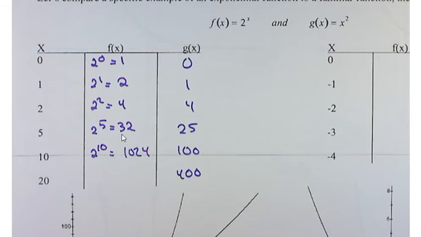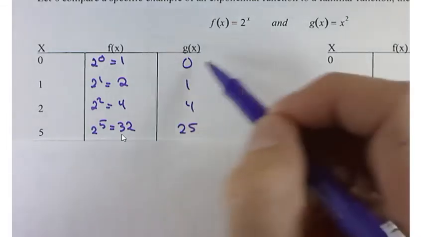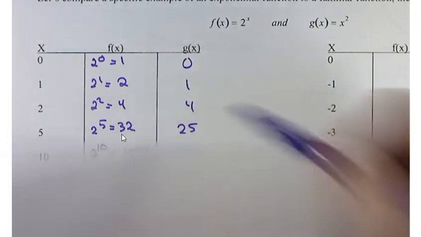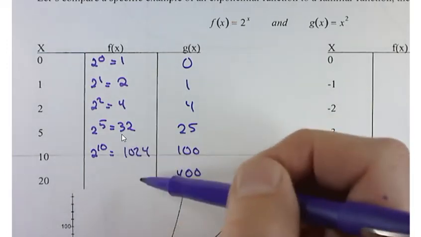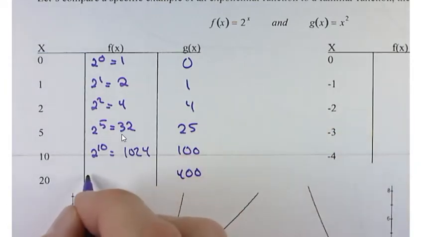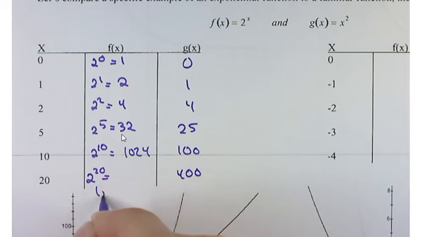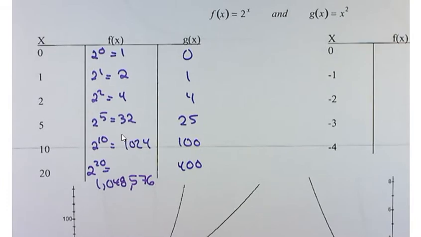So at least for a little while, these two looked kind of comparable. I mean, you got 1 and 0, 2 and 1, 4 and 4, 32 and 25. They look pretty similar. But all of a sudden, 2 to the 10th power is 1024. If you square 1024, you get 2 to the 20th power, which is a staggering 1,048,576. Wow. That one's going off the charts.